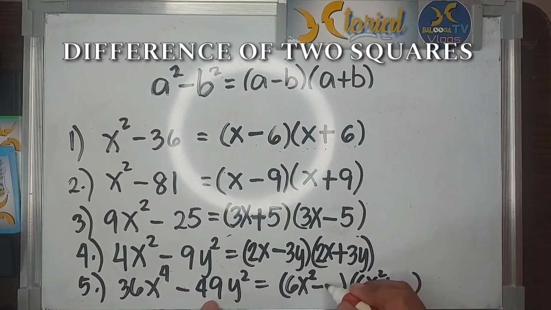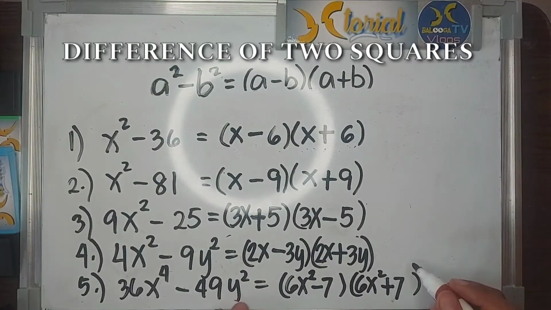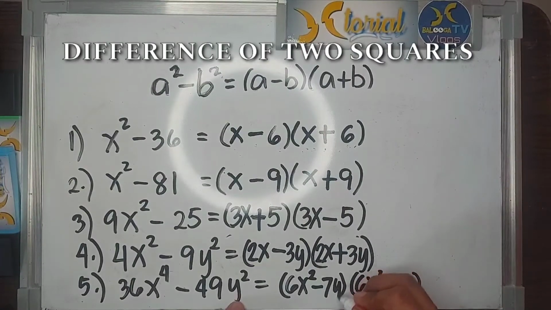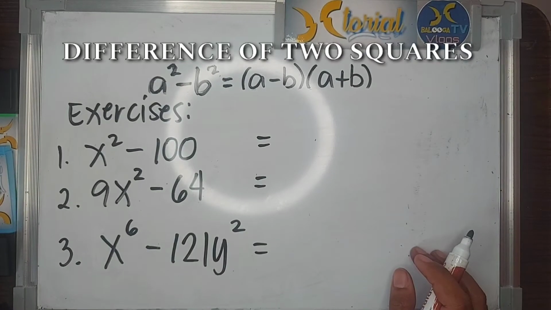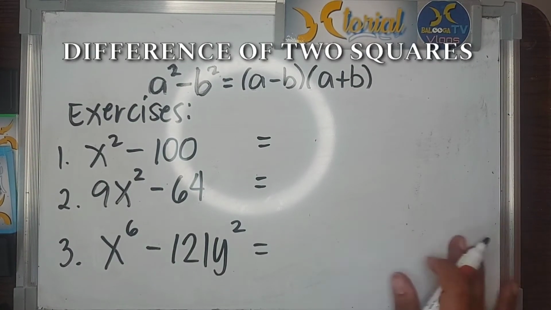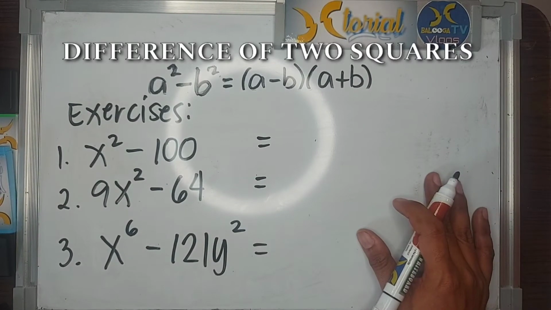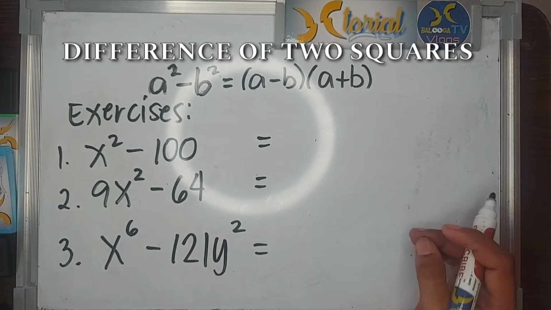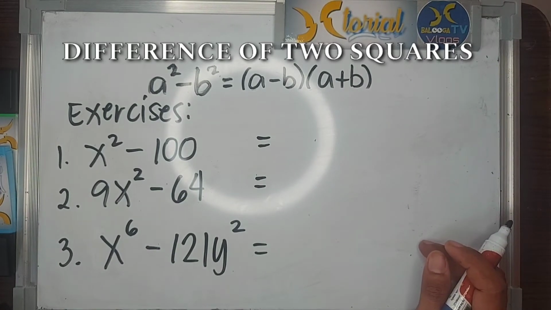Next, 49. Saan siya galing? 7 squared. 7 times 7. So yung y squared, y times y. Okay po? Okay, so bibigyan ko kayo ulit ng exercises. Kumuha ng papel, sagutan nyo muna ito. Then, i-pause nyo muna habang sinasagutan ninyo. Then, balikan nyo na lang ulit itong video kapag i-check nyo na yung ating sagot. Okay, do it now.